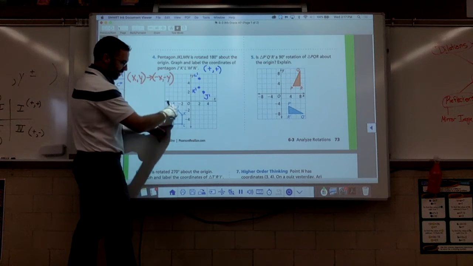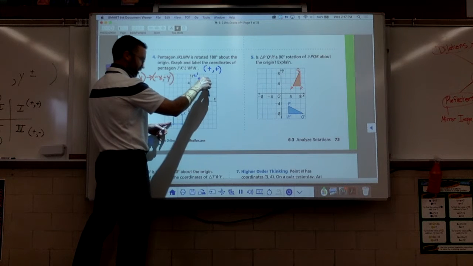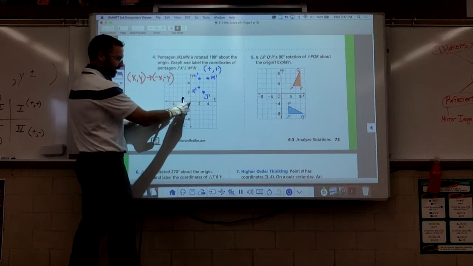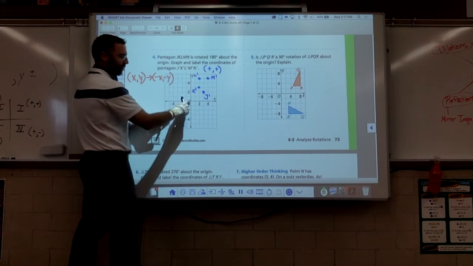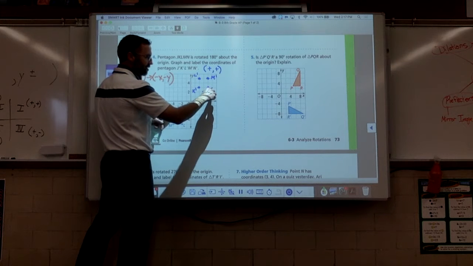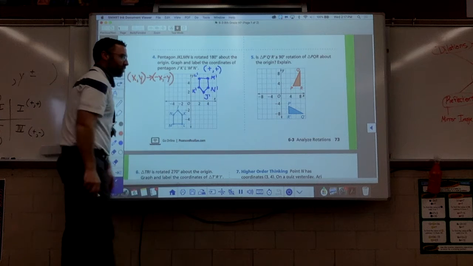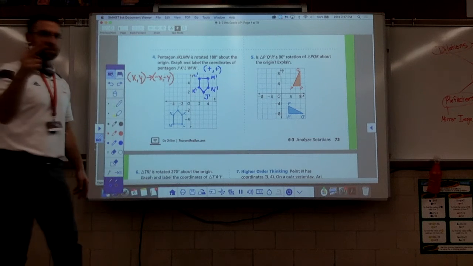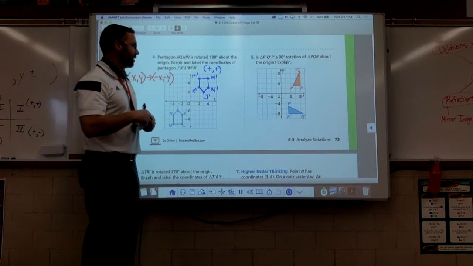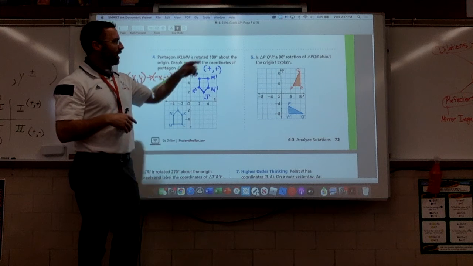Point M, negative 4, negative 5. Go 4, up 5. There we go. That is point M. And then finally point N, negative 4, negative 3. We're going over 4 and up 3. There, my friends, is that shape after a 180 degree rotation. Same size, same shape, same orientation. It is just in a new position.